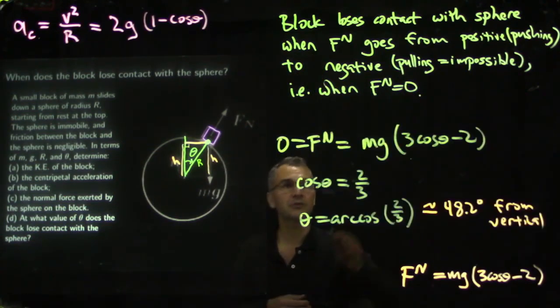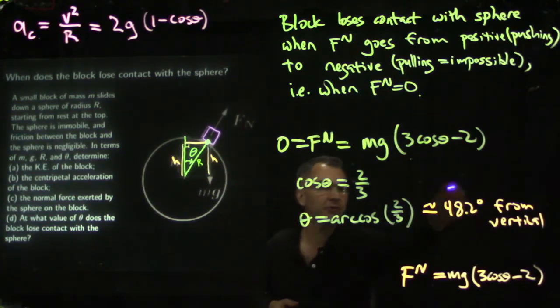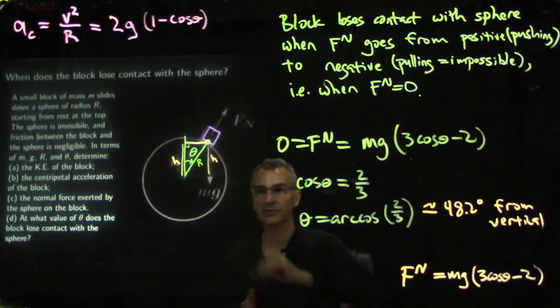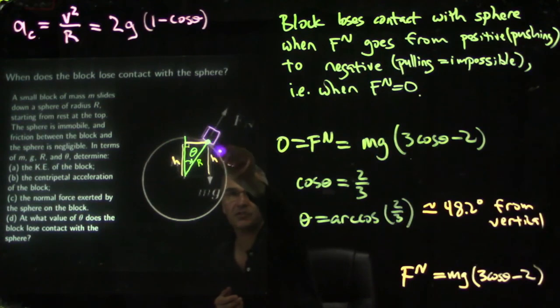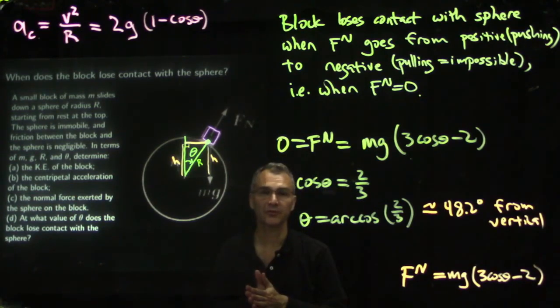So the block loses contact with the sphere when cosine theta equals 2/3. In other words, when theta is arc cosine of 2/3, which is about 48 degrees down from the vertical. So actually the block loses contact with the sphere sooner than you might guess. And I guess that's because it's gaining speed as it goes down. So somewhere around here it seems to lose contact with the sphere. This is a problem that most Physics 150 students have a really hard time figuring out. So if you can understand it, you will have really achieved something.